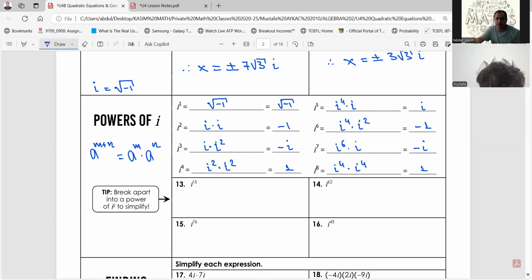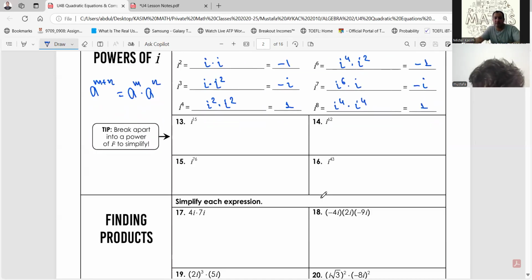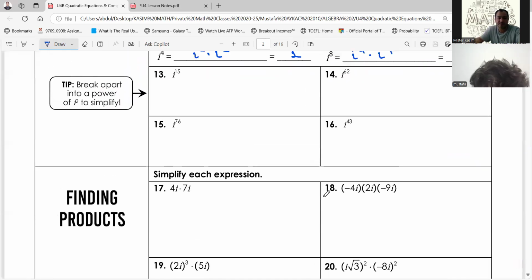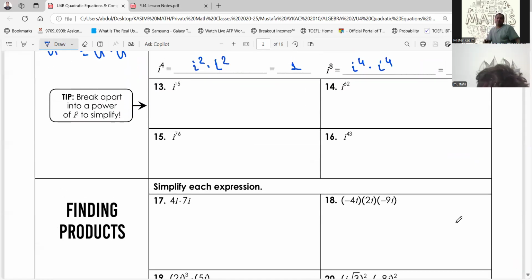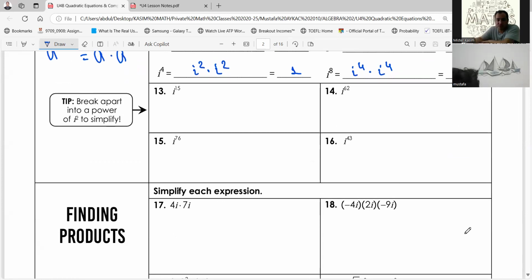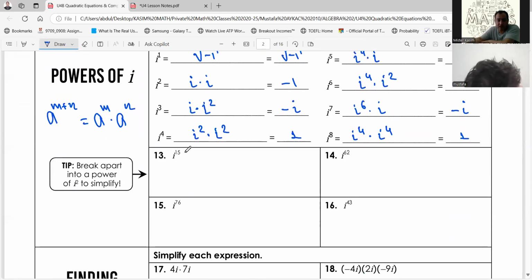Okay, good. Now let's calculate these big exponents. i to the power of 15. Is it 15 or minus 15? It's just 15, right? Yes. What is it, Mustafa? Calculate it. You see, these things you should know. You have to use some numbers, like especially i to the power of 4. It is 1.